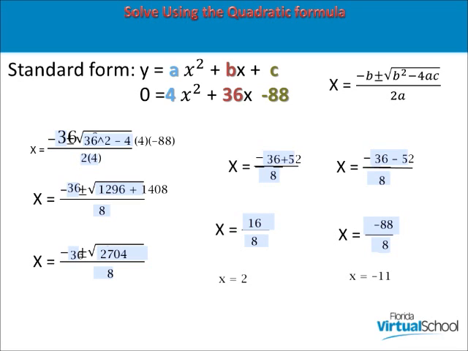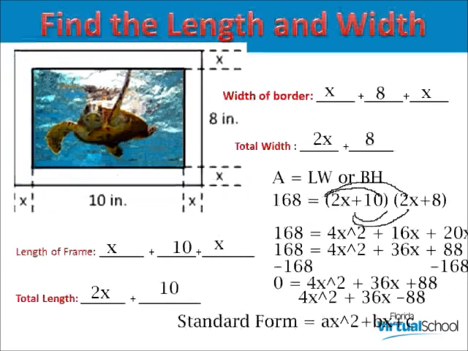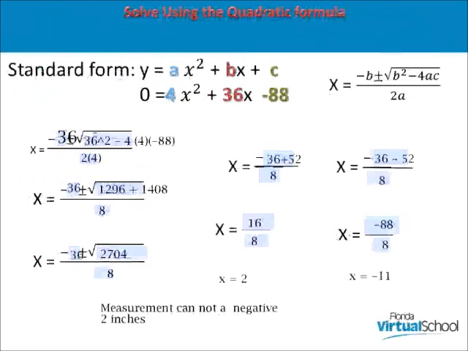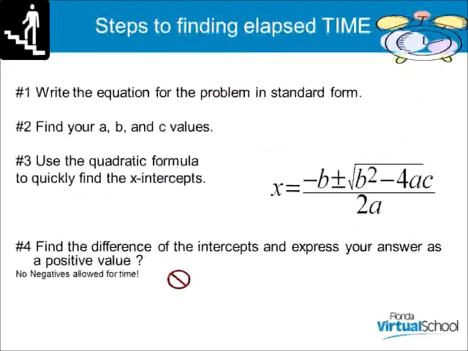Now, when we think about measurement, we have to be really careful. Measurement cannot have what? It can't have a negative. No negative numbers allowed. That would be silly and totally not in the right realm. So our final answer is 2 inches. That's our final answer for the border. Remember, we were looking for the border here. We wanted the border, so we know it's going to be 2 inches. And you did it. That's using the quadratic formula.